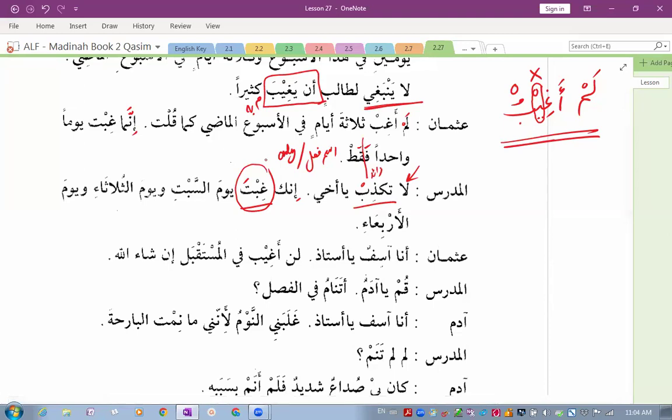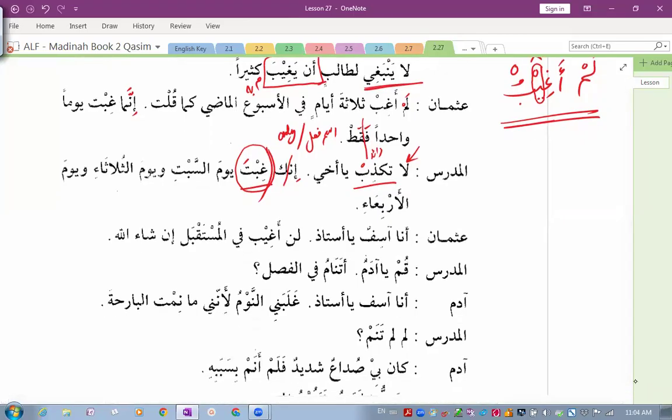Marfu khabar. No, here. Inna ka, inna is harfu tawqid wa nasb, ka is ismu inna, and then this sentence is our khabaru inna. The whole sentence is coming as a khabar inna, yes. Okay, so till where? From ghibta to the end, the whole thing, yes.